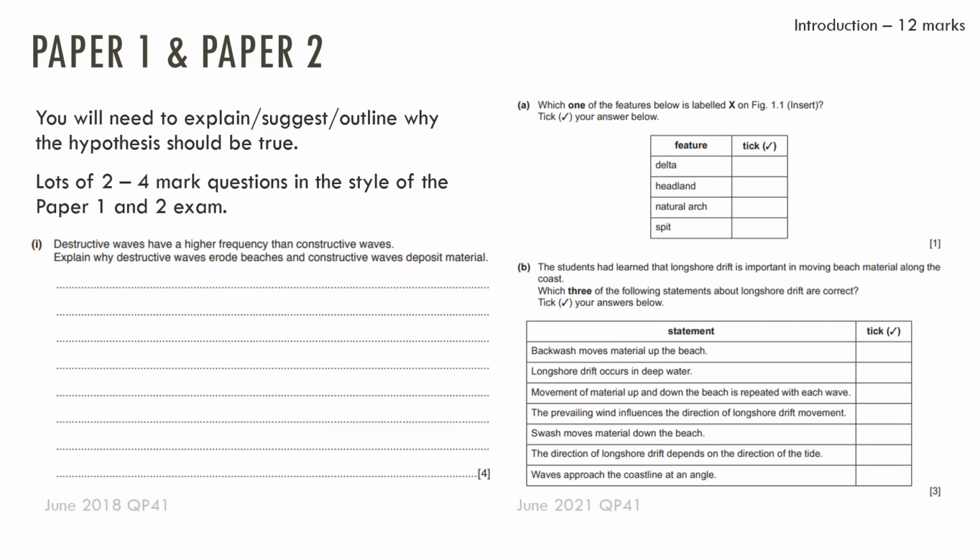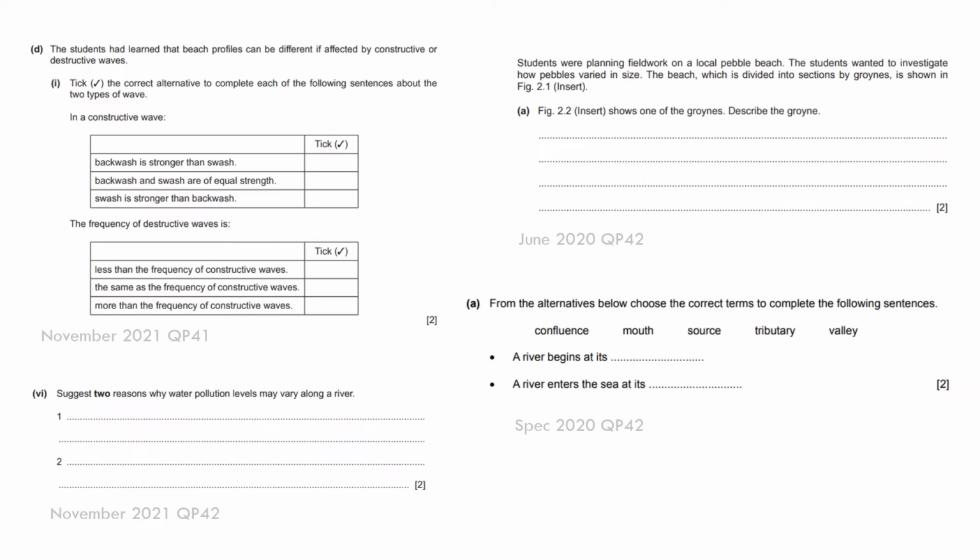Again, it does require you to have some knowledge of the background information about why a hypothesis is true, or why the hypothesis might be true. So you do have to have that understanding of the theory behind it. Some more questions here. Here it's asking you to talk about the characteristics of constructive and destructive waves, talk about what a groin is, suggest 2 reasons why water pollution levels may vary along a river, and here simple definitions matching a sentence. So a whole range of questions, and like I said, it's anywhere between 1 to 4 marks, typically 2 to 4 marks.